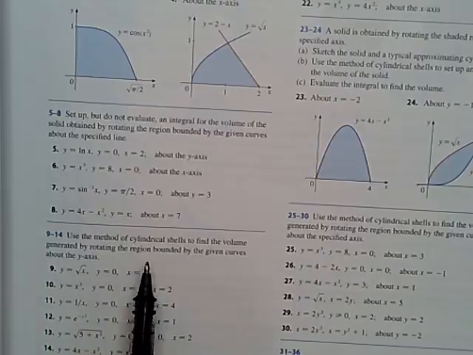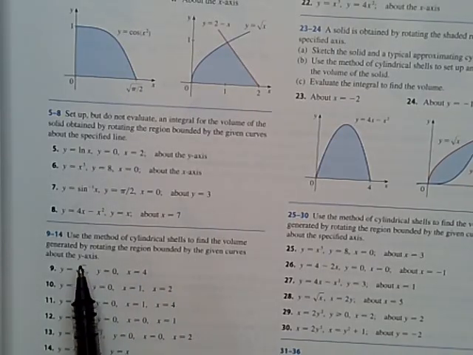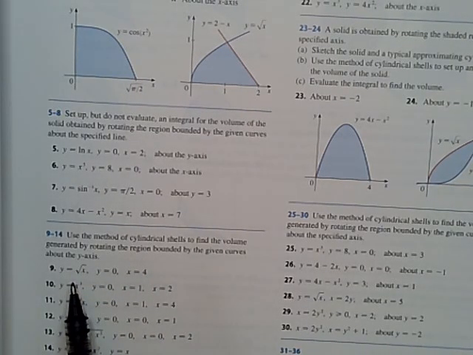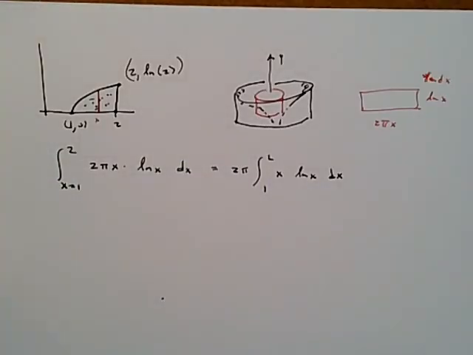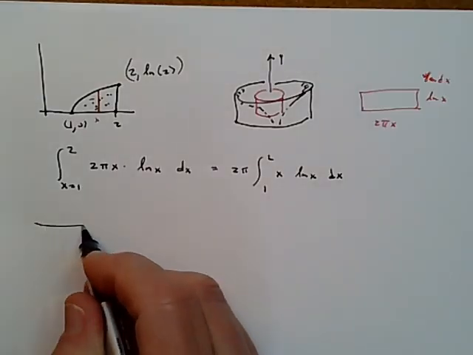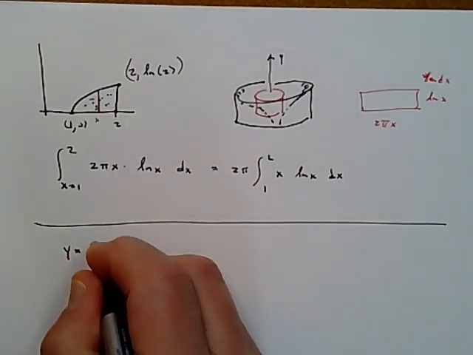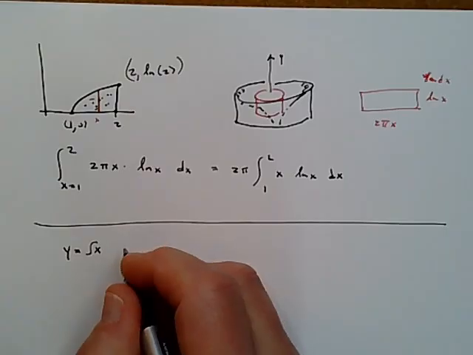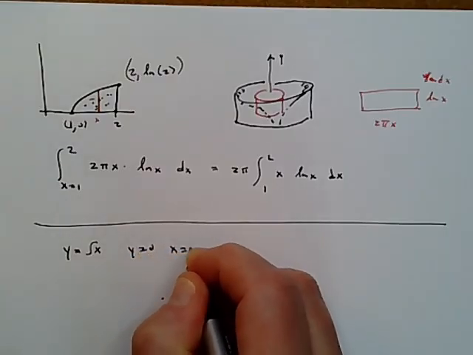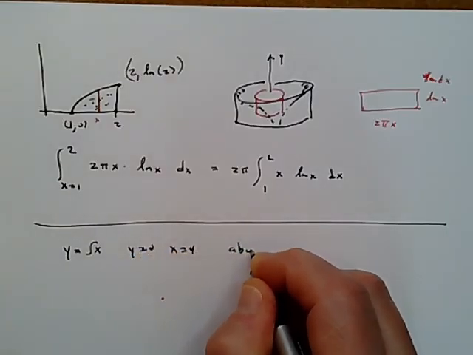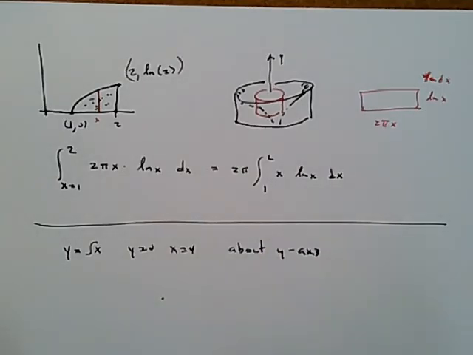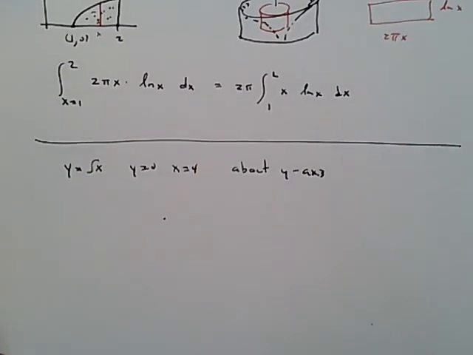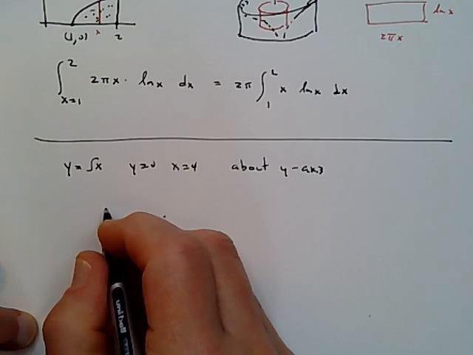So number 9 says, use the method of shells to find the volume generated by rotating the region bounded about the y-axis. So square root of x, y equals 0, x equals 4. Okay, so I'm looking at y equals square root of x, y equals 0, and x equals 4. And we're looking at about the y-axis, just because they told me to do about the y-axis. This is number 9. So we have a good idea what most of these look like. We spent a lot of time practicing drawing graphs, and so we get a pretty good idea.